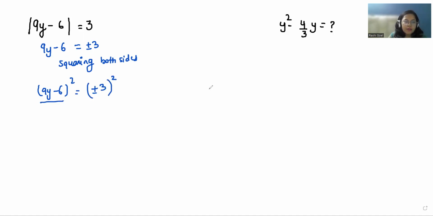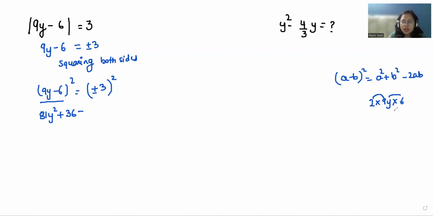Now here we can use a very famous identity, that is (a − b)² = a² + b² − 2ab. So a² is (9y)², that is 81y² plus 36 minus 2ab. So 2 times 9y times 6: 9 times 2 is 18 and 18 times 6 is 108.